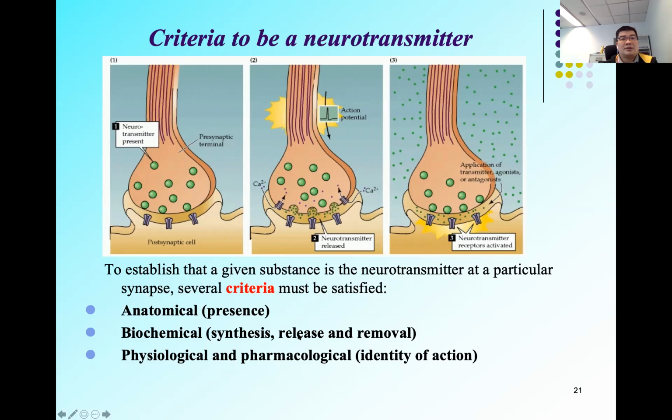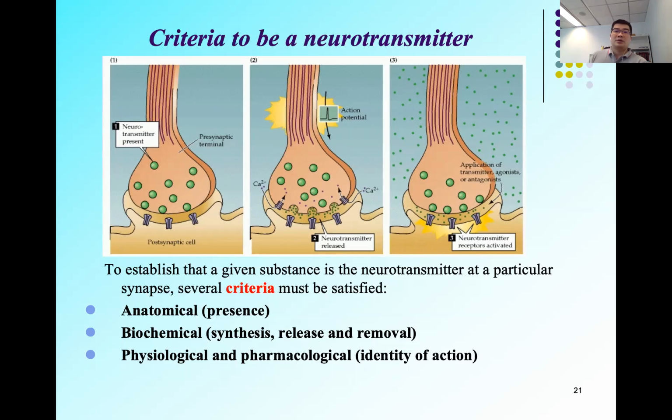Biochemical, so they must be synthesized, released, and removed. So when we talk about individual neurotransmitters, you'll see that both of those are very important aspects biochemically of the neurotransmitters. Physiological and pharmacological. So the identity of the action. The neurotransmitter, when released, must have the outcome.